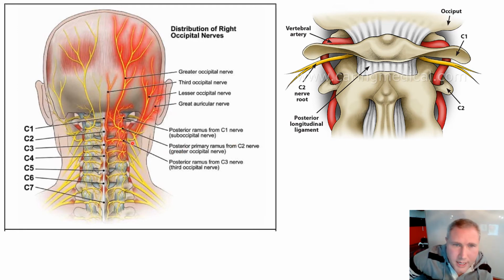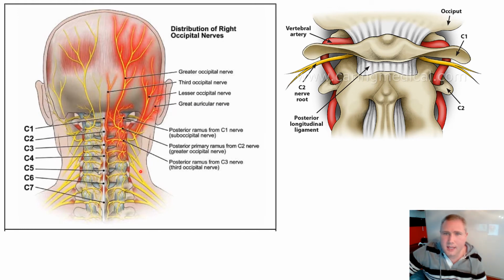Okay, take a look right here. You see this? This is your vertebral artery. Okay, and here's your C1 nerve root. So if you come down here, right, if I place a needle down here at C5 around this facet joint, I'm not close to that vertebral artery.